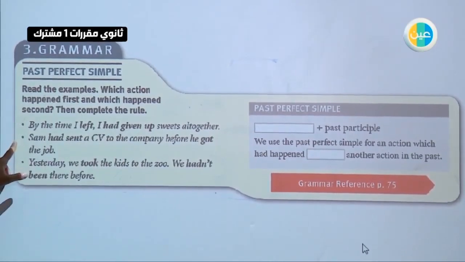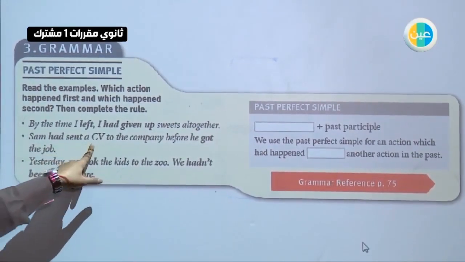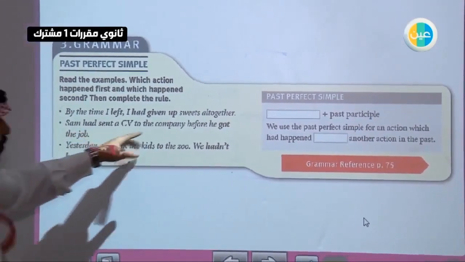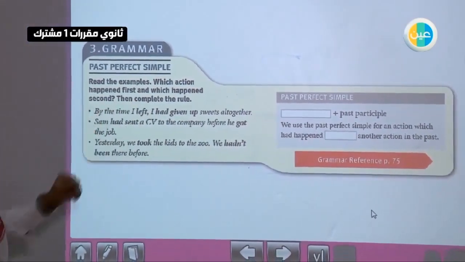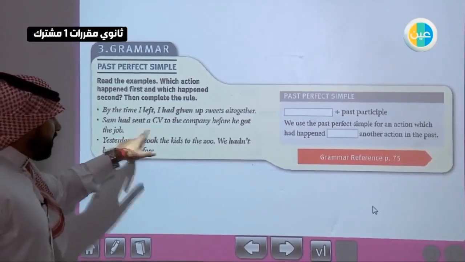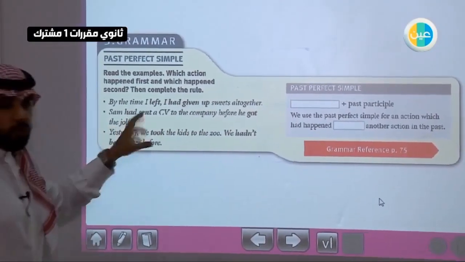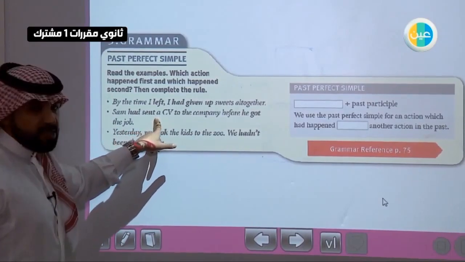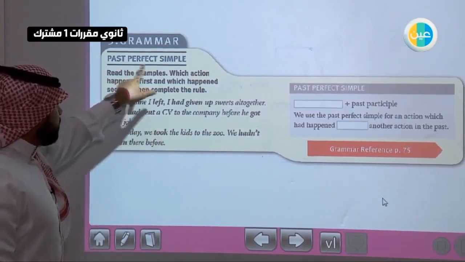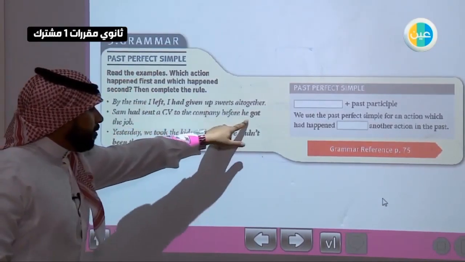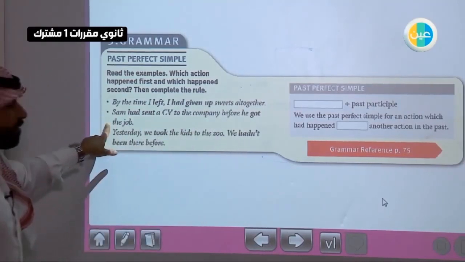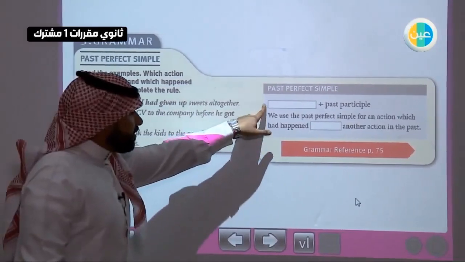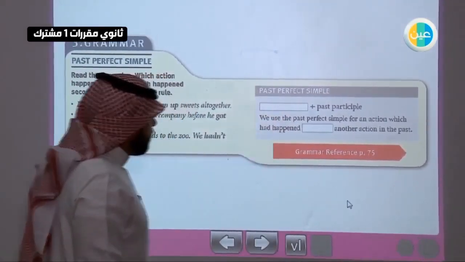The second one: Sam had sent a CV to the company before he got the job. So we have two actions. He sent the CV and he got the job. Which one is the first one? The first one is when he sent the CV, so we use the past perfect simple. And for the other one, we just use the past simple. Now, please fill in these spaces for the rule.